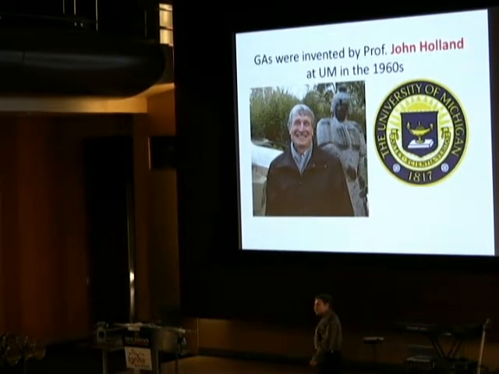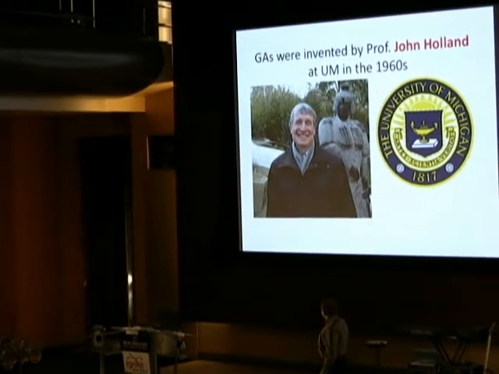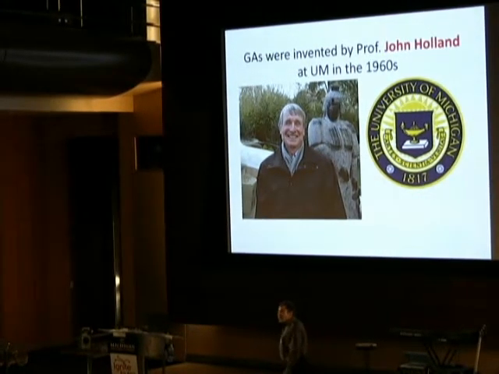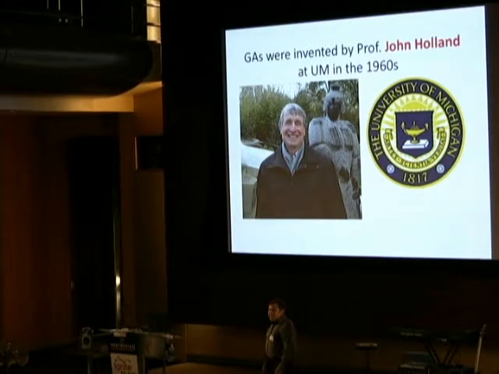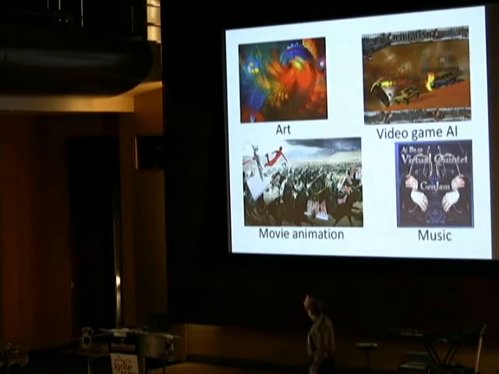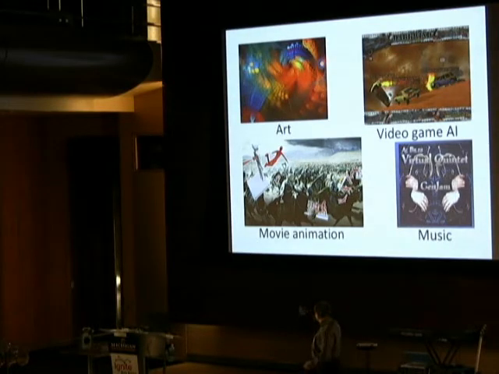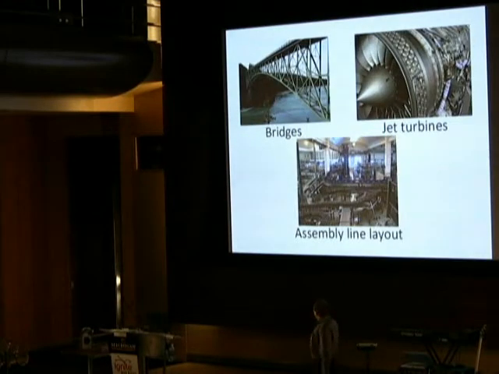It was actually invented here at the University of Michigan by John Holland. He's still active and teaching at age 81. He invented it back in the 1960s. It's been used for some fun applications. It's been used to generate art, music, video game AI for opponents in video games. It's been used in movies. This is a battle scene from Lord of the Rings, Return of the King. And they used a GA to generate a computer-generated stunt that looked realistic as far as the body motions.